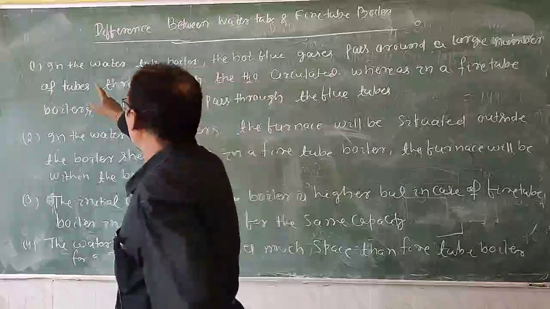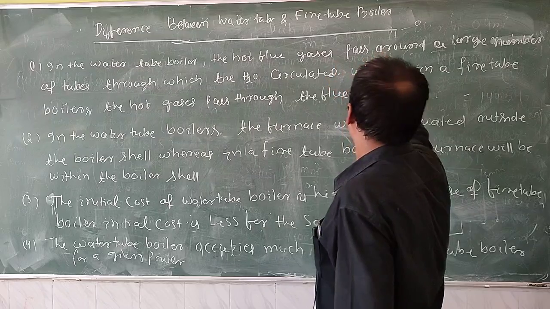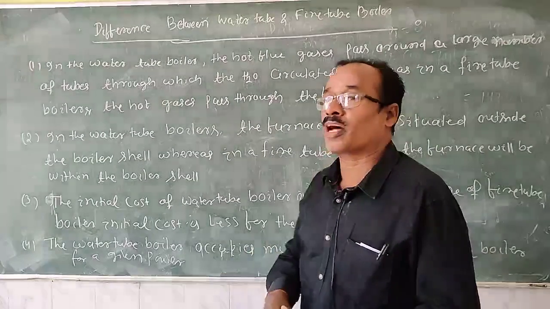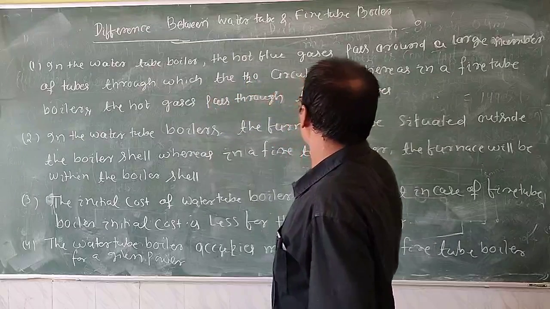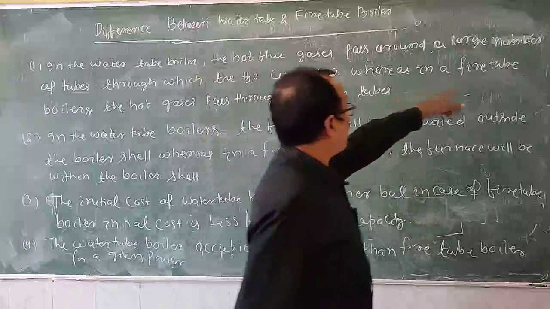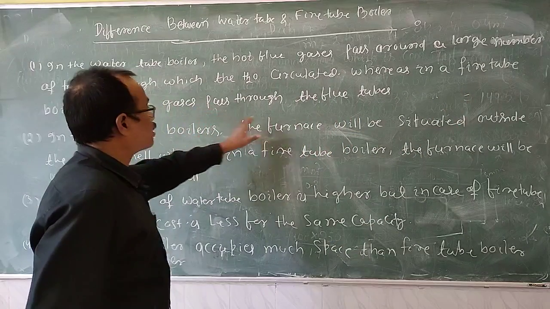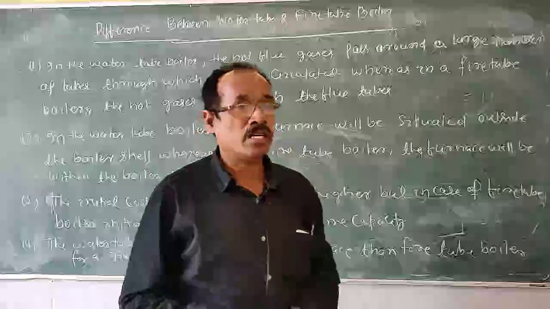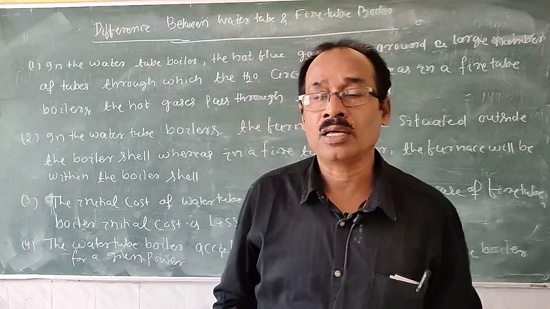First, in the water tube boiler, hot flue gases pass around a large number of tubes through which the water is circulated. Whereas in a fire tube boiler, the hot gases pass through the flue tubes which are surrounded by water.